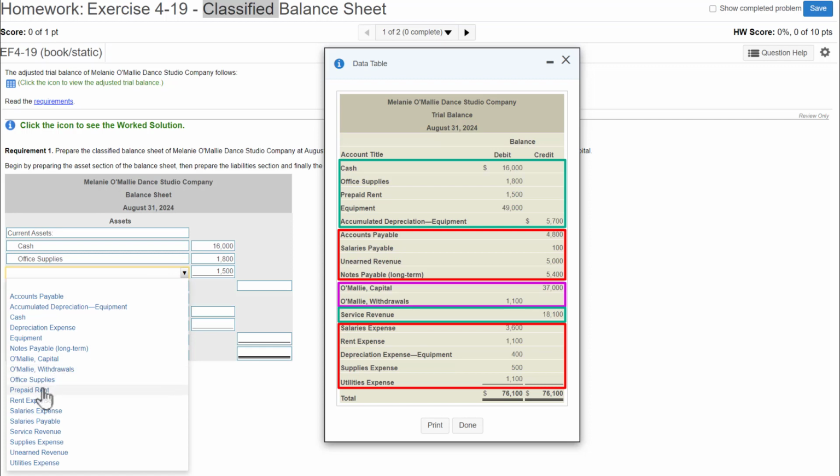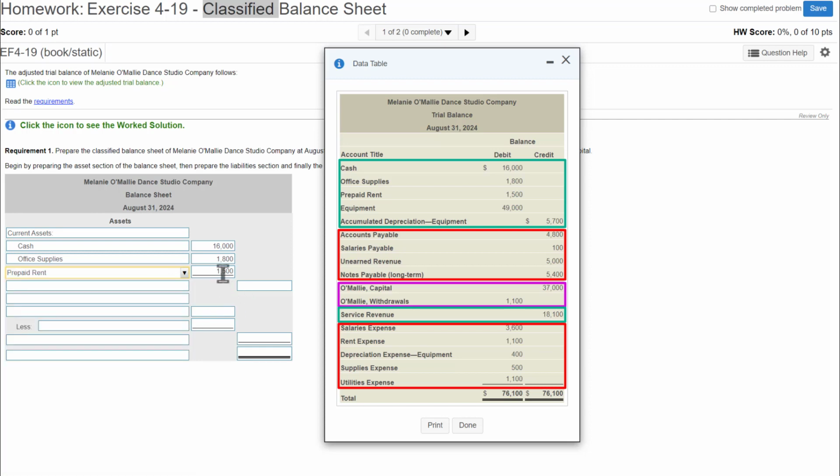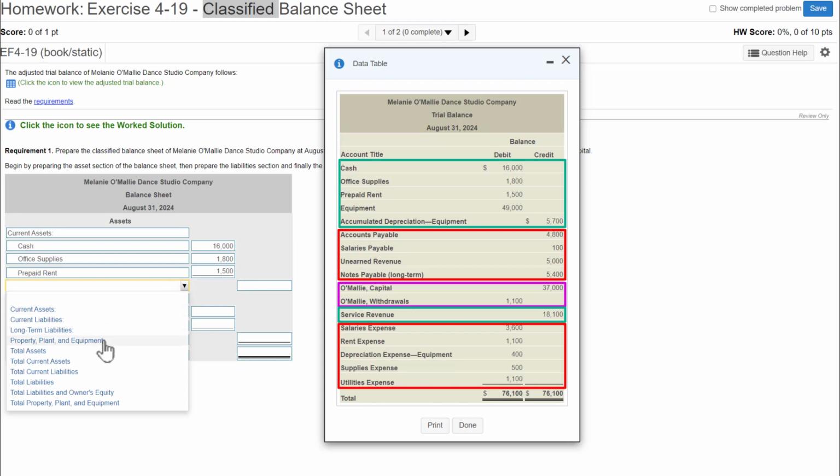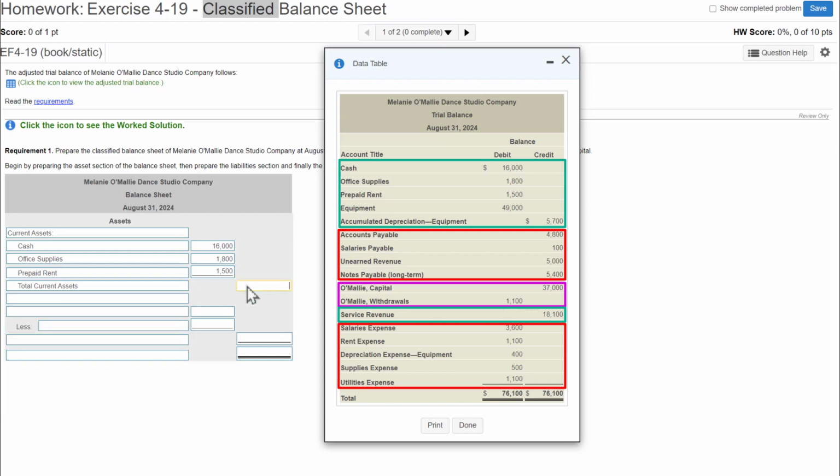Prepaid rent. Now this horizontal line means we're going to do some sort of mathematical operation. In this case, we're going to add these, and this becomes our total current assets, and that amount is $19,300.